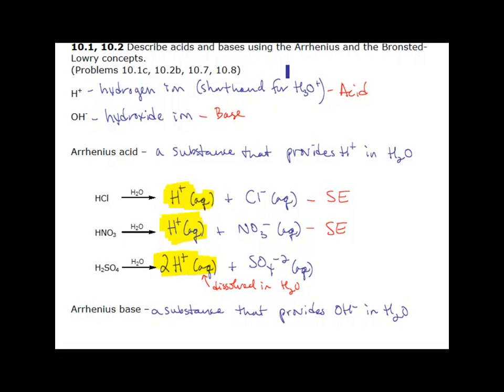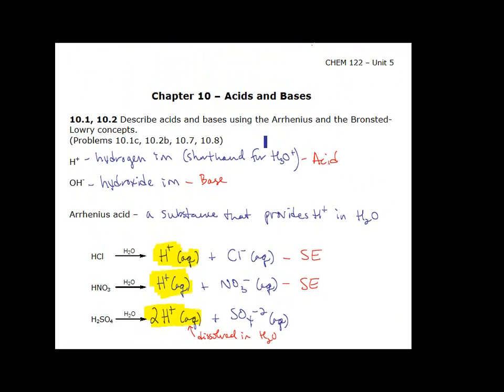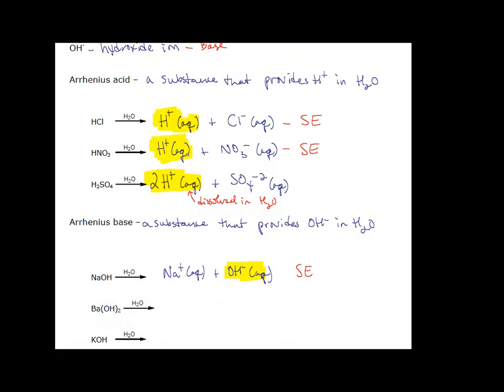Okay, so the next one, barium hydroxide. Breaks apart to give you barium ion and 2 hydroxide ions. So again, it has to be balanced. This is an example of a strong electrolyte.